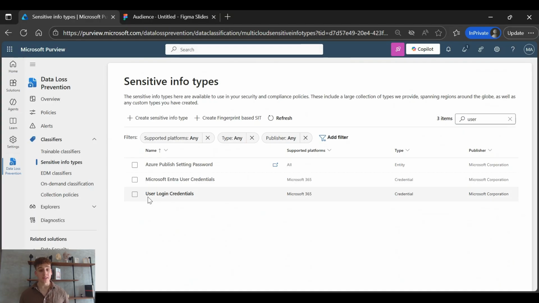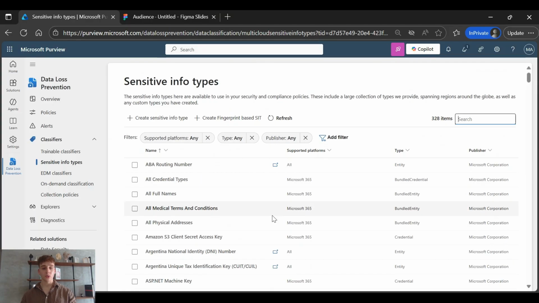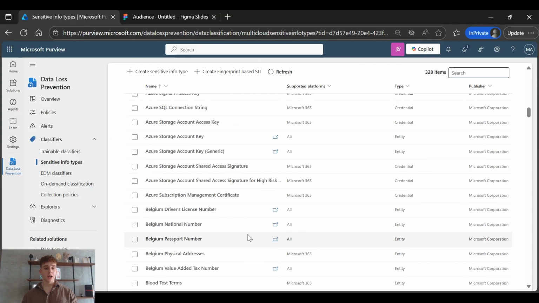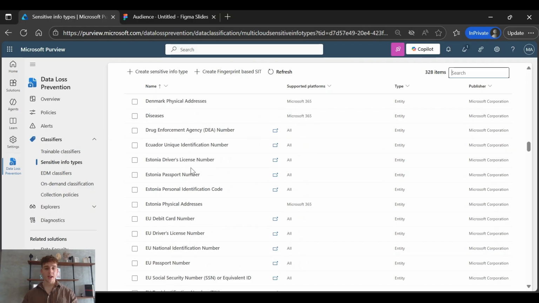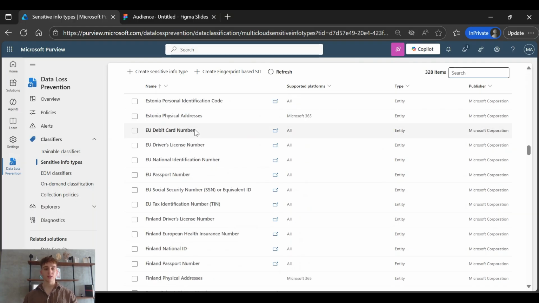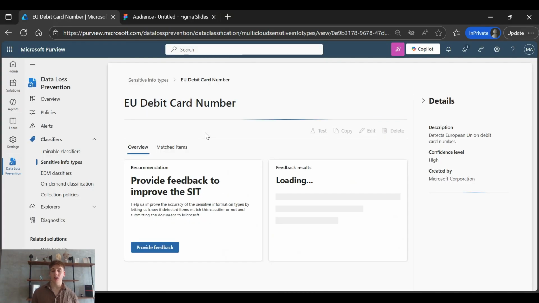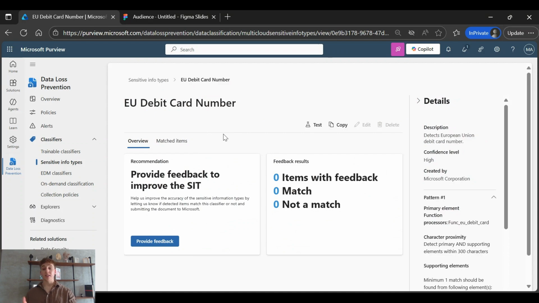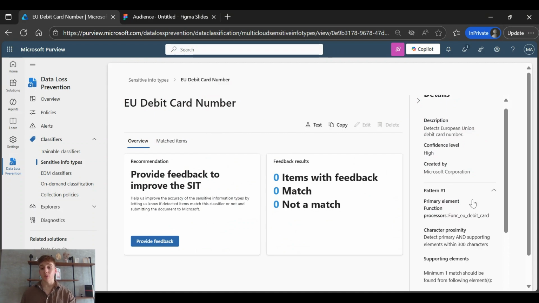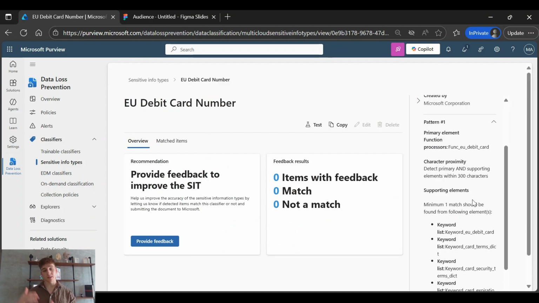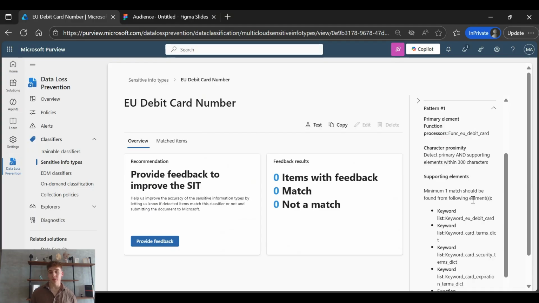And the brilliant thing about these SITs is that if I go into any one of them, I'll just bring up the full list and pick a random one, preferably one with a regex pattern. So we'll do a debit card number. A regex is a way of identifying what string or what numbers we're looking to detect. We can see here that this is using a function, which is fine, it works just as well as a regex. So it depends on your comfort level and how you want to configure each SIT.